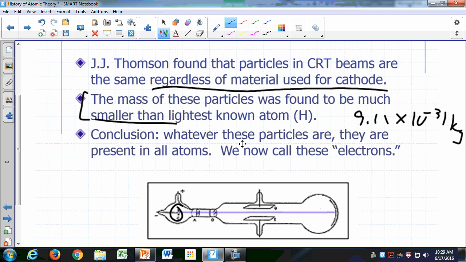So based on these, they were able to conclude that whatever these particles were that came off the cathode in the cathode ray tube, they must be present in all the atoms. So they must be smaller than any atom, so they must be part. It makes sense that they will all be part of an atom. So we now call these particles electrons.